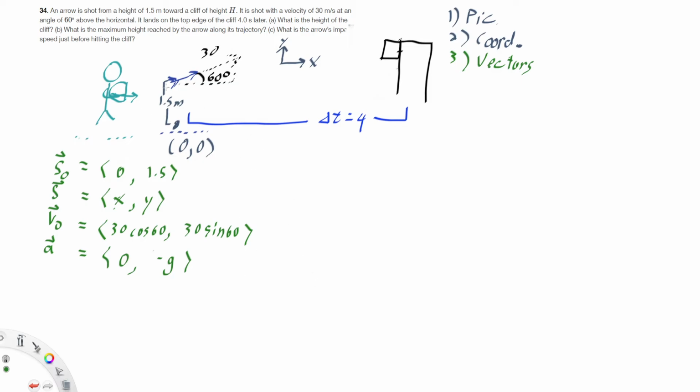Jolene, did you want to go through the rest of this problem, or are you satisfied? I'm good actually. So all we have to do after this is just use the kinematic for the x component and for the y component, right? Yep. That'll get us A.